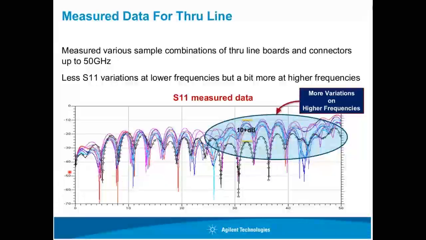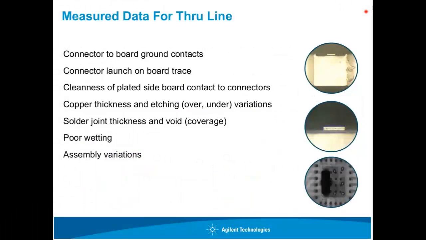Looking at this data, toward the lower frequencies, the different samples match up pretty well. But going up to the higher frequencies, we see more variations. It depends on how you measure it, what the samples are, how the connectors are launched, and the cleanness of the plated side grounds that touch the connector body, and so on. So we tried to understand what the variation factors are in this measured data.